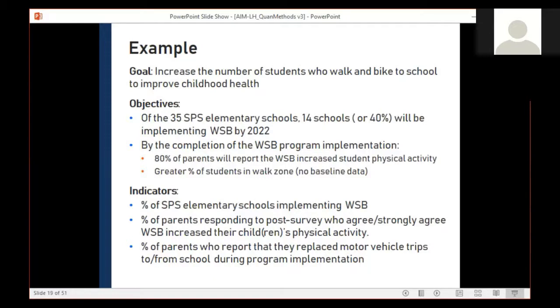And then just thinking more short term, by the completion of the walking school bus program implementation, which is like a 9-week period, they want to have 80% of parents report that the walking school bus increased physical activity, and a greater percentage of students in the walk zone. So they really don't have any baseline data for that, so they don't have that specific percentage there, but they will have that soon. And then you can see their indicators to really get at achieving those objectives, or helping to not achieve, but measure progress of those objectives.